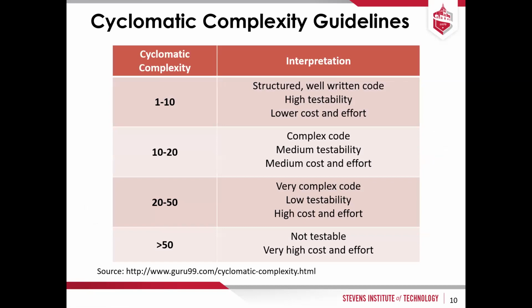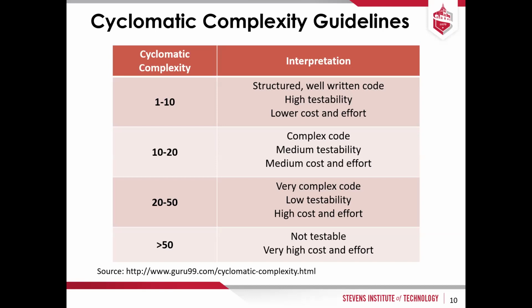If my CC is between 1 to 10, then the code is well structured, well written, and has high testability. I can easily test all of the paths with low cost and effort. If it's between 10 to 20, meaning I have, for example, 15 different paths, it's complex code with medium testability. I cannot easily test all of them, and I need to pay some money and put in some effort for it.